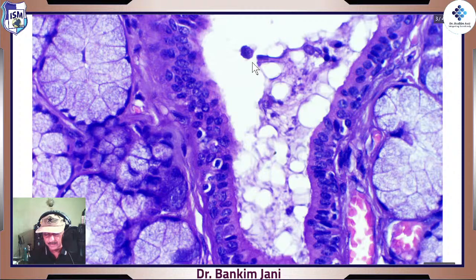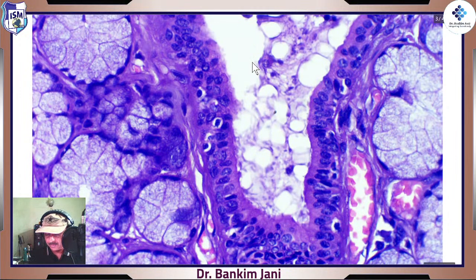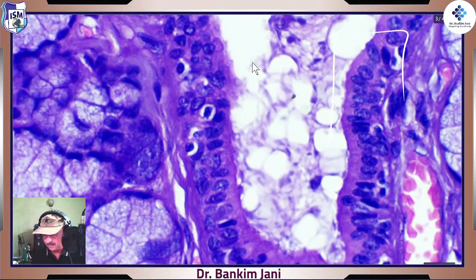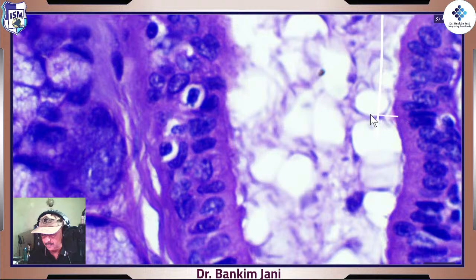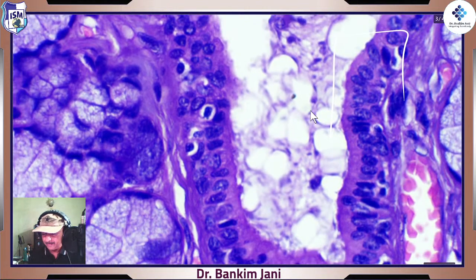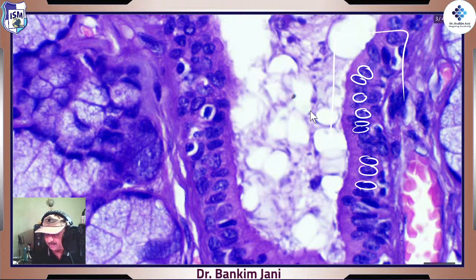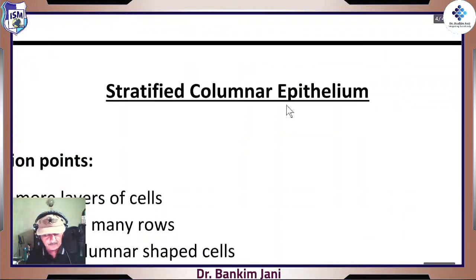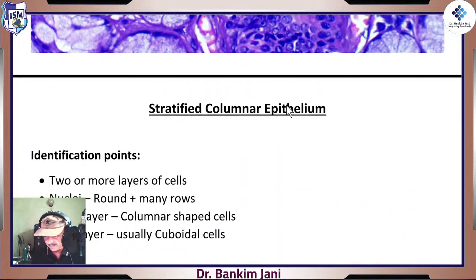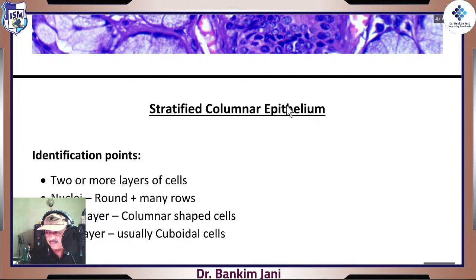When we zoom in, here it is, right? Let's zoom to this portion. Right? See? Here you will find that the others at the base are round or whatever, but that's fine. Those on the top layers, most of them, are elongated. So these are our stratified columnar epithelium, right? Stratified columnar epithelium.